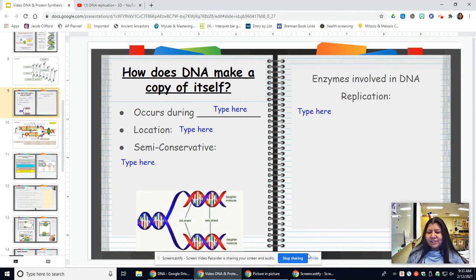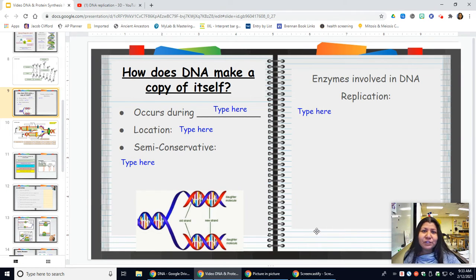All right, so let's go ahead and hop on over to our notes. Hopefully that illuminates a little bit how DNA is going to be replicated. So let's go ahead and write down some of that information.